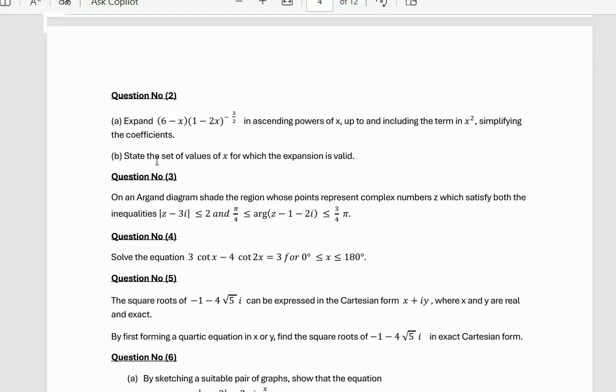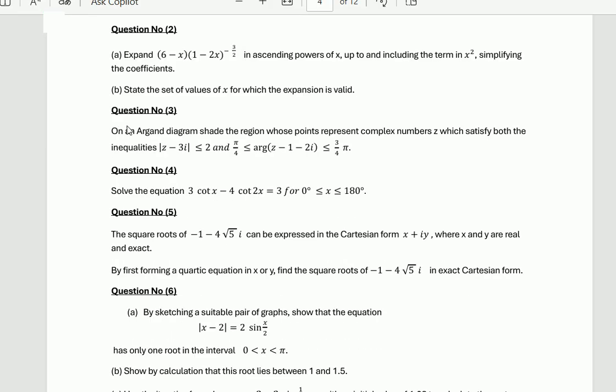Question number 2. Expand (6 - x)(1 - 2x)^(-3/2) in ascending powers of x up to and including the term in x². Simplify the coefficients. Part B: state the set of values of x for which the expansion is valid.